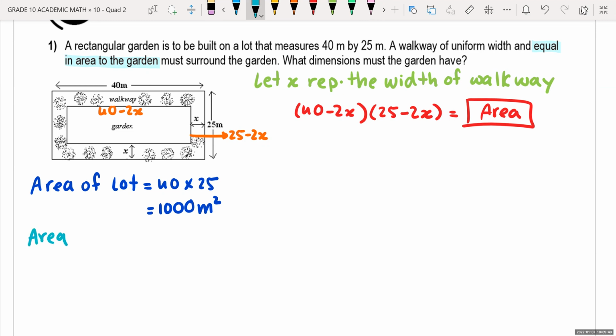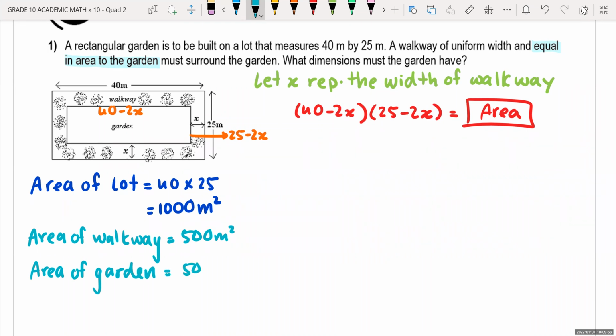So the area of the walkway is going to be 500 meters squared, and the area of the garden is also going to be 500 meters squared because the question very clearly says the walkway and the garden have to be the same area.